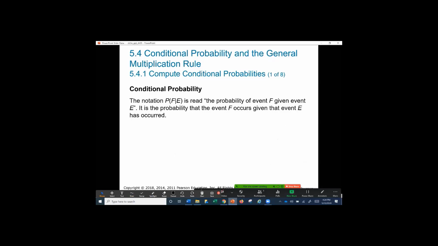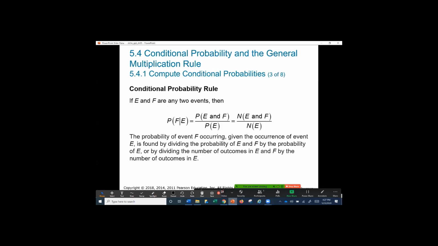Conditional probability: the notation for the probability that F occurs given that E occurred first is read as the probability of event F given event E. If the event F occurs given that the event E has occurred, then the conditional probability rule is: if E and F are any two events, then the probability of F given E is given by the probability of the intersection of E and F divided by the probability of E.